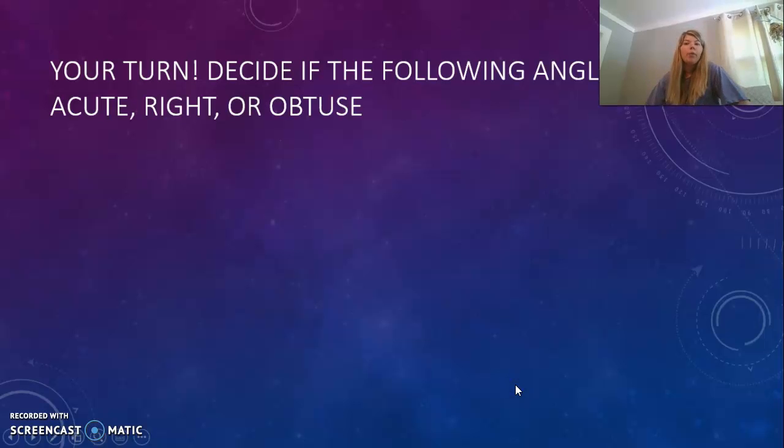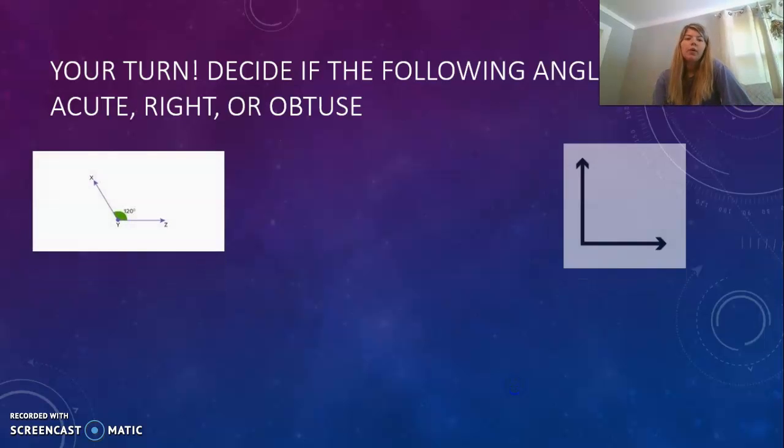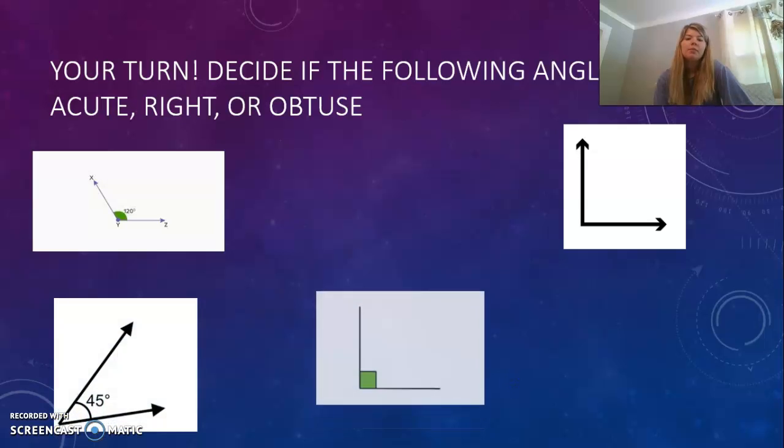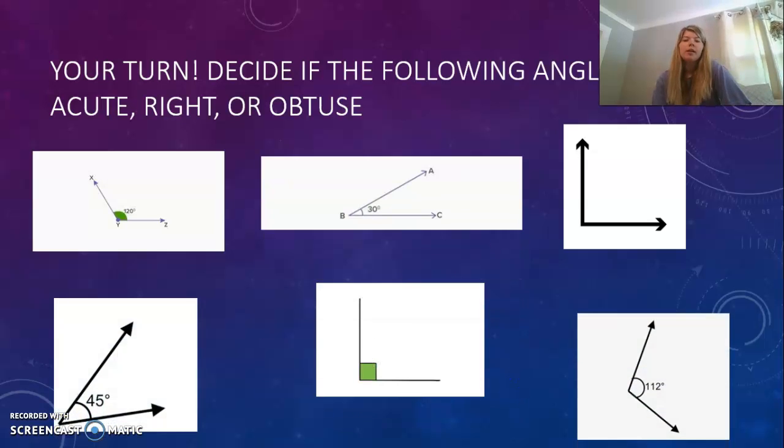Alrighty, so now we're going to practice deciding whether or not angles are acute, right, or obtuse. So we'll go ahead and load all of these images on here. Again, go ahead and pause the video here and you can decide whether or not these 6 images are acute angles, right angles, or obtuse angles. And then on the next slide, we're going to go over what they are. So go ahead and pause. I'm going to go ahead and move along, but you make sure you pause your video and decide if they're acute, obtuse, or right.